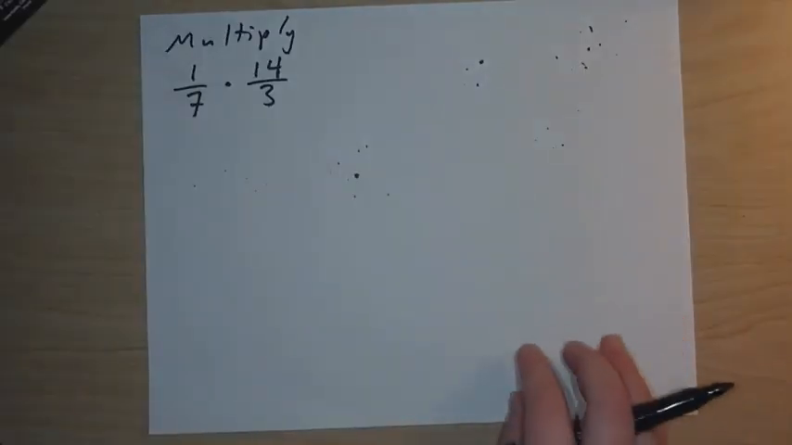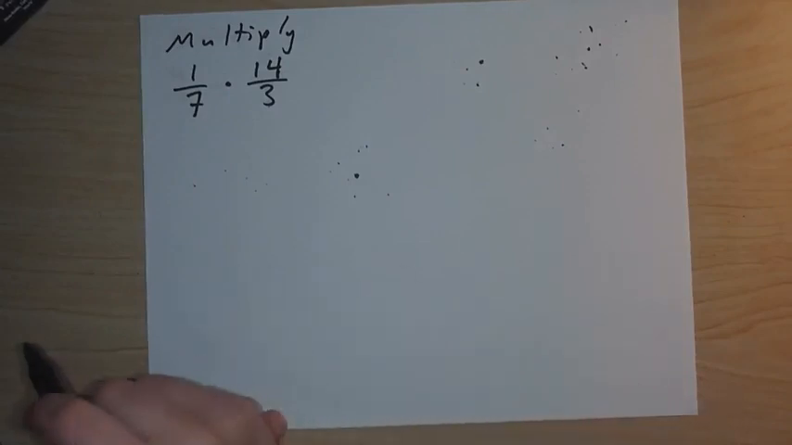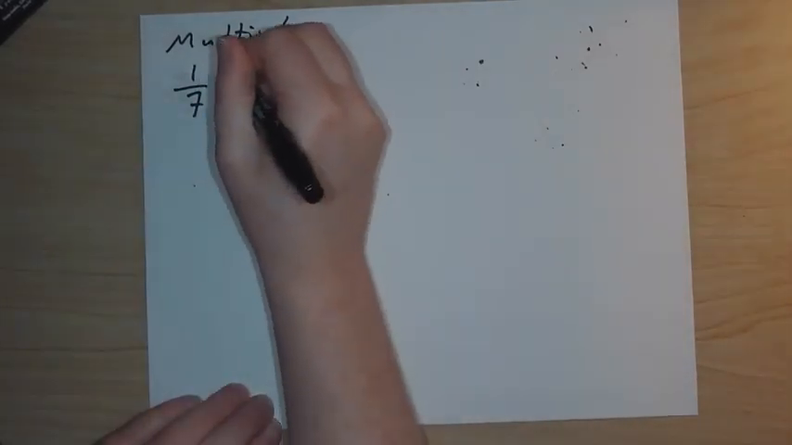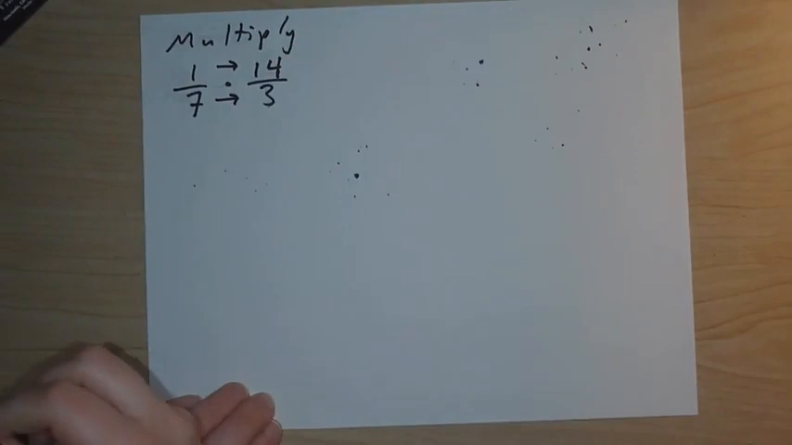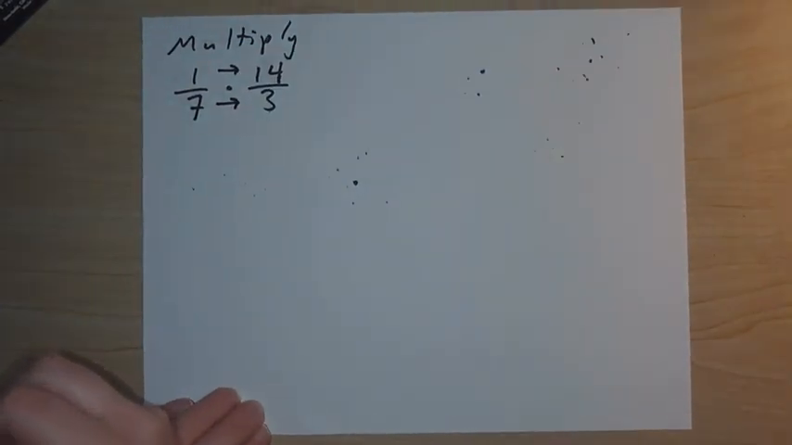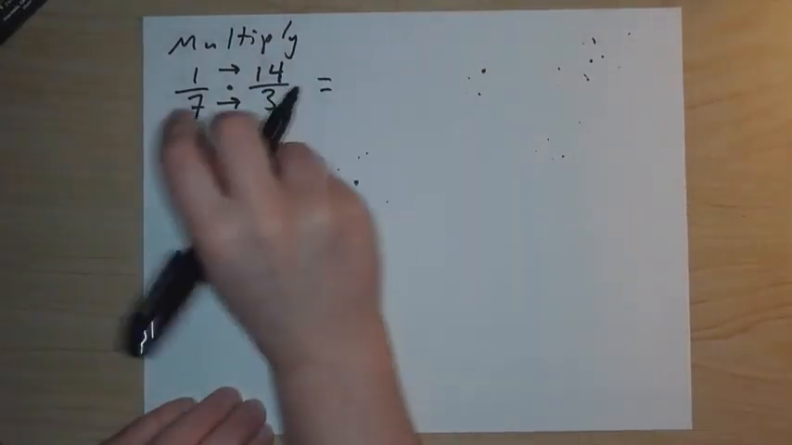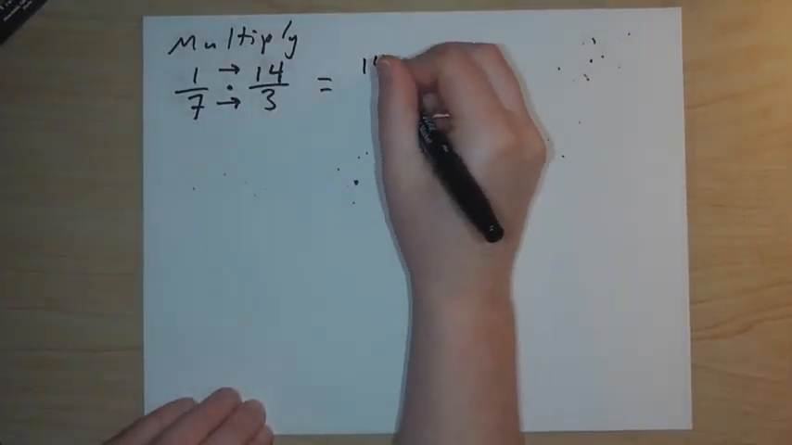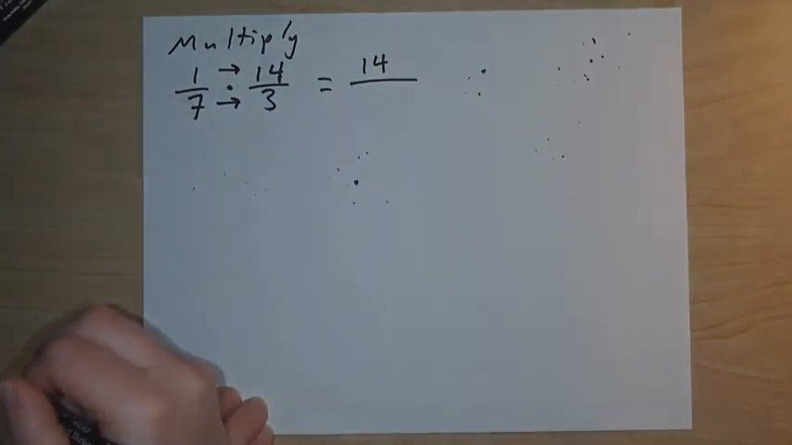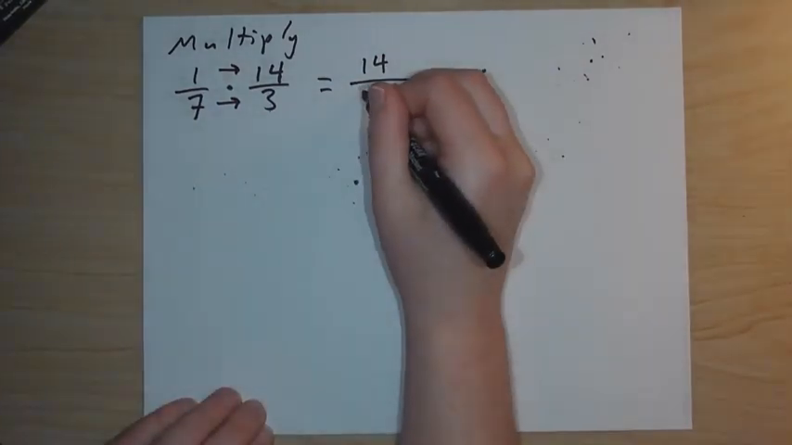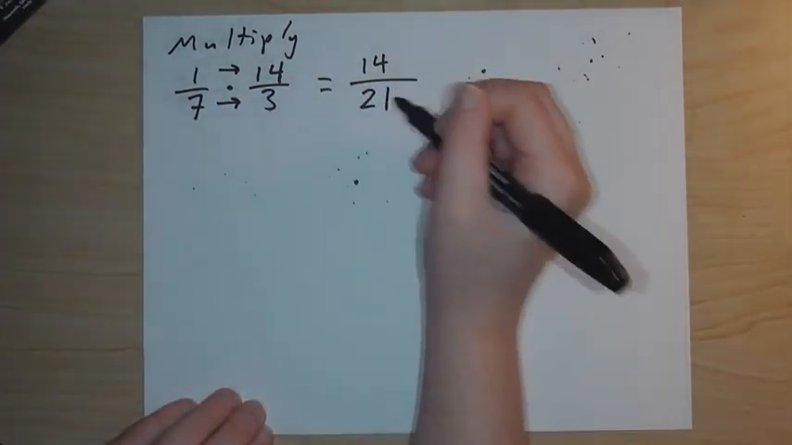Moving on to multiplication, we want to multiply 1 over 7 times 14 over 3. When you multiply, all you need to do is go straight across. You don't need to have the same denominator. It'll work if you have the same denominator, but you don't need to. So 1 times 14 is 14, and 7 times 3 is 21.